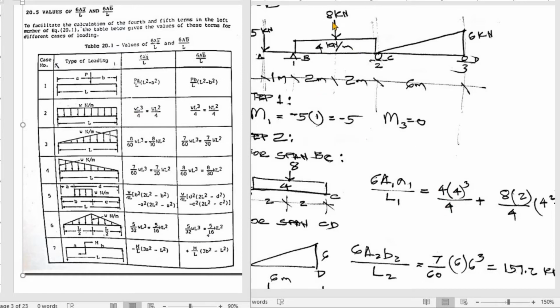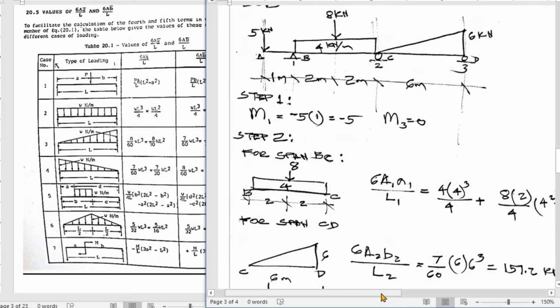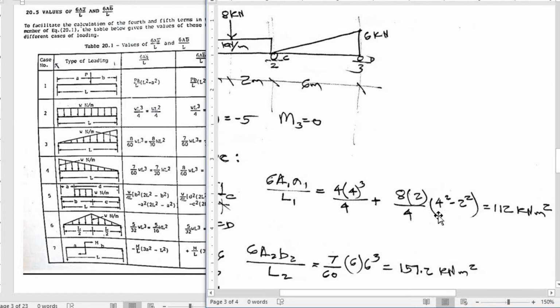And then, sa concentrated load naman, you have PA all over L times L square minus A square, which is this one. Ayan. 4 square minus 2 square. It will give you 112 kilonewton meter squared.